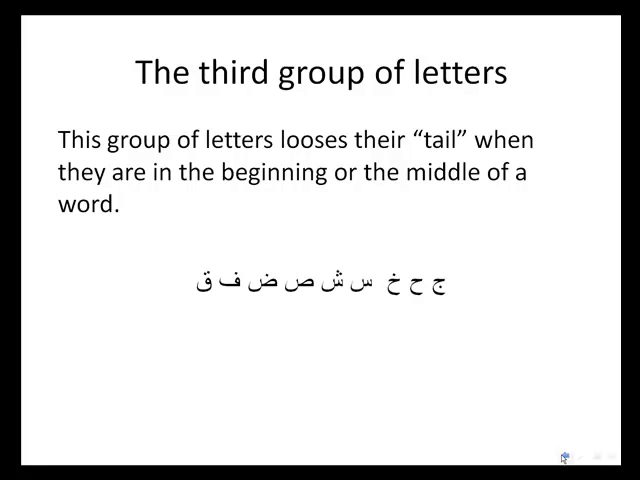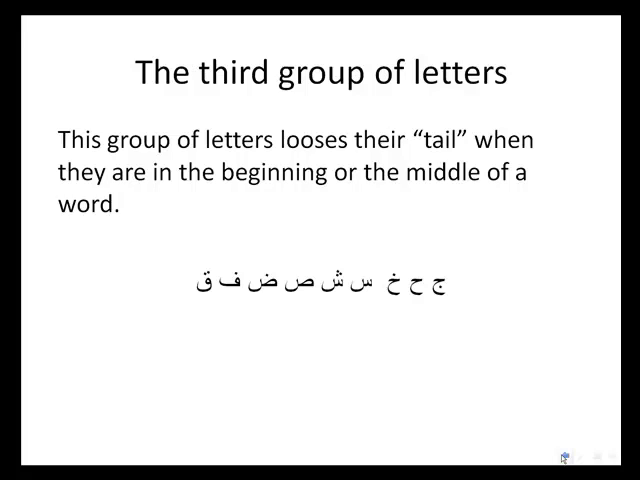Last week we talked about two groups of letters, both of which kept sort of the same shape, whichever position they had in a word. The next group we're going to look at, the first group for today, is a group of letters which lose their tail. If you look at the letters here on the page, you can see that all of them have a tail that either goes down under the line or goes along the line. When these letters are positioned in the beginning or in the middle of a word, these tails disappear.